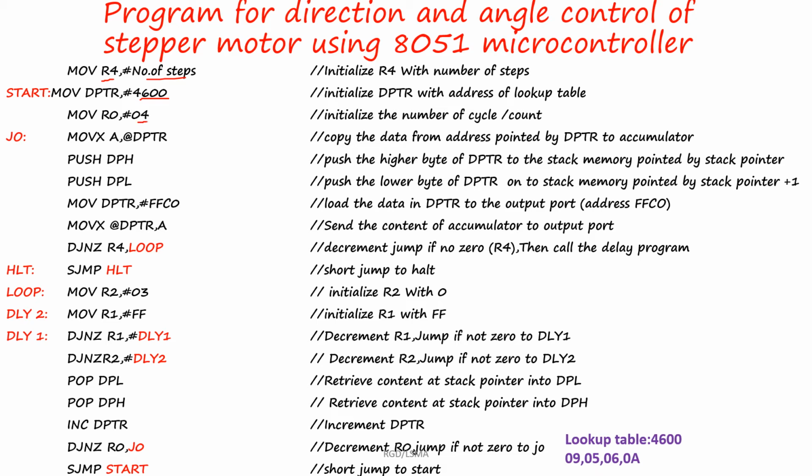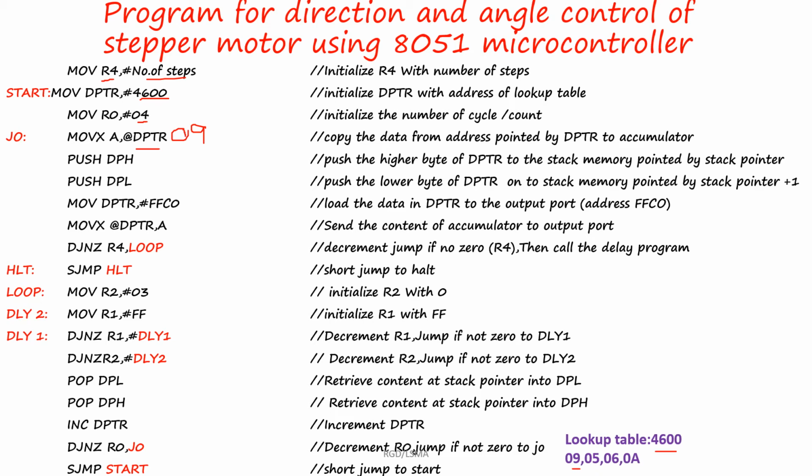Then I'm going to use 4 as a count, how many data I'm going to load from the lookup table. So I'm going to make it the count here, and I'm going to copy the data available in the DPTR. Okay, at 4600 the data available is 09. I'm going to move it to the accumulator. So this is 4600, and I'm moving the data 09 to the accumulator. Now using a push instruction, I can push the higher order byte to the stack memory pointed by the stack pointer.